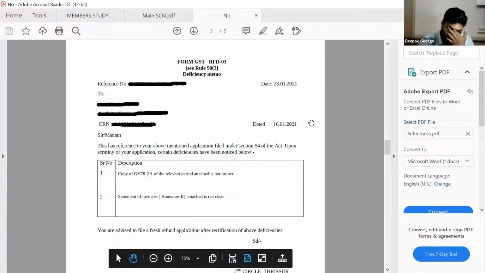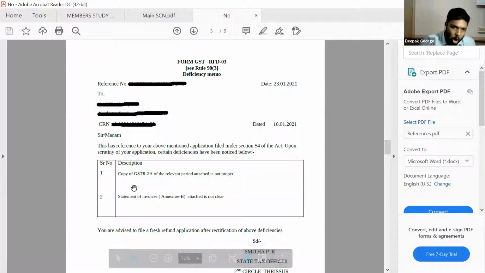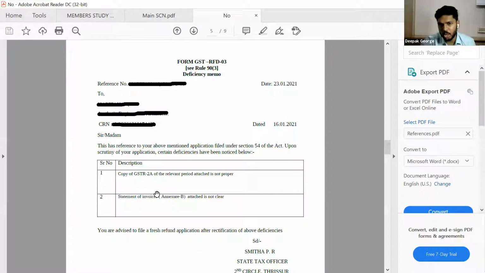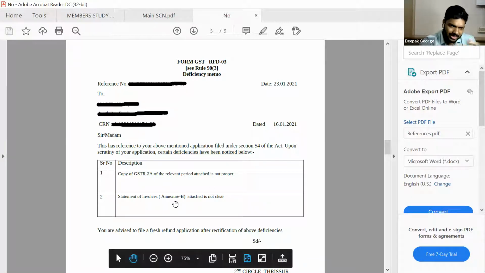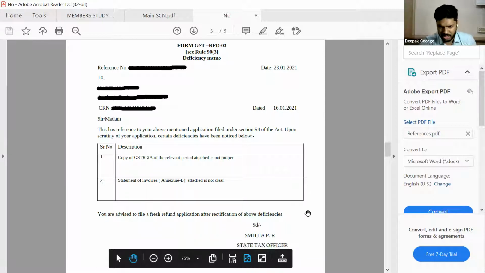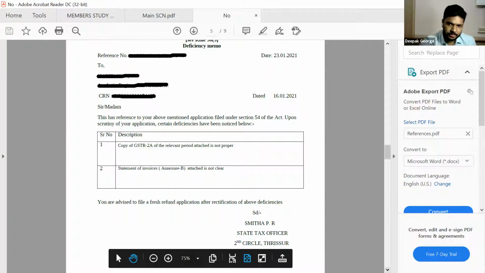Next reference is RFD 03. A common notice. This is a one-page memo that the officer gives. This is a common thing. Tomorrow, if I'm filing a refund application for a client, I am filing with the expectation that yes, I will definitely receive a refund memo. I'm open to it, and therefore I'm waiting for that only. That is RFD 03 in this particular format. You will have this table saying what all are the deficiencies found by the GST officer. Please correct them and file a fresh refund application after rectification of the above deficiencies.